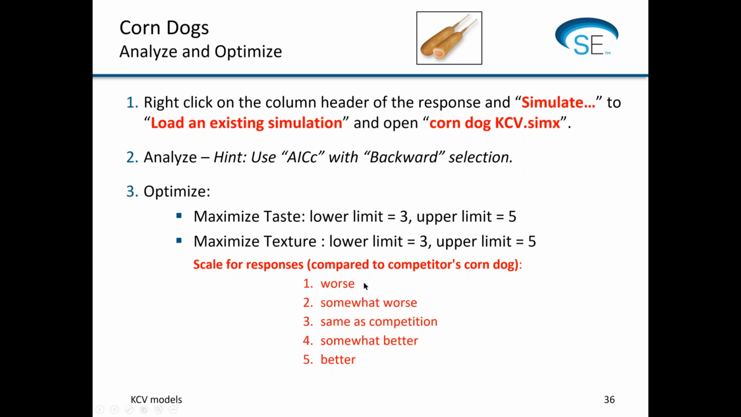Now, what we're going to do is use taste panels. We're going to have some of our competitors' frozen corn dogs, because we're trying to get corn dogs better than theirs. And so when they compare them, they're going to rate our corn dogs as 1 worse, 2 somewhat worse, 3 the same as the competition, 4 somewhat better, and 5 better. We're going to put a lower limit on both taste and texture of 3, because we don't want to be worse than the competition, so we want at least 3, and we'd like to get as high as we can, and the highest we could get was 5.